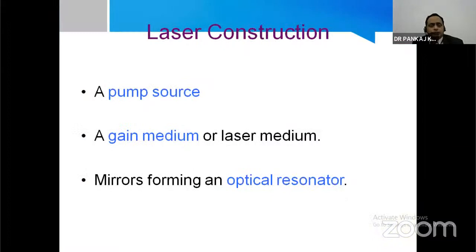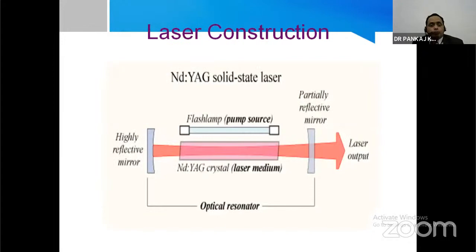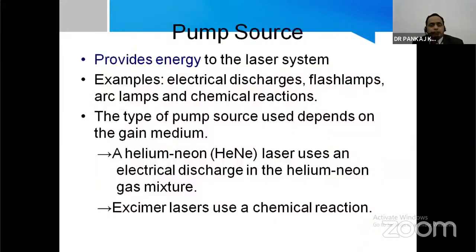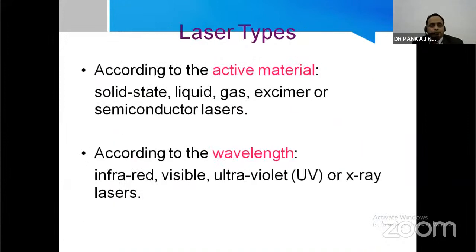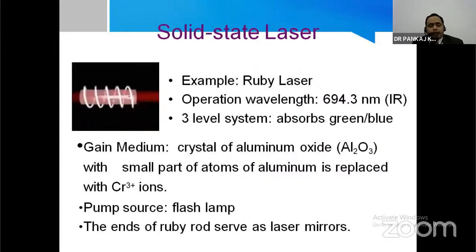In the laser construction, a pumping source, a gain medium, and mirrors in the form of an optical resonator are required. These are the laser construction parts: pumping source, gain medium, optical resonator. Laser types: according to the active material, solid state laser, liquid laser, gas, excimer, and semiconductor laser. According to the wavelength, infrared, visible, ultraviolet, and X-ray laser.